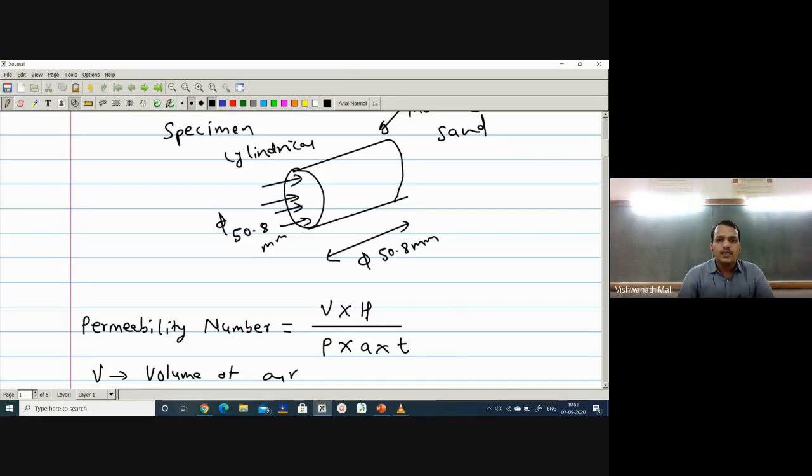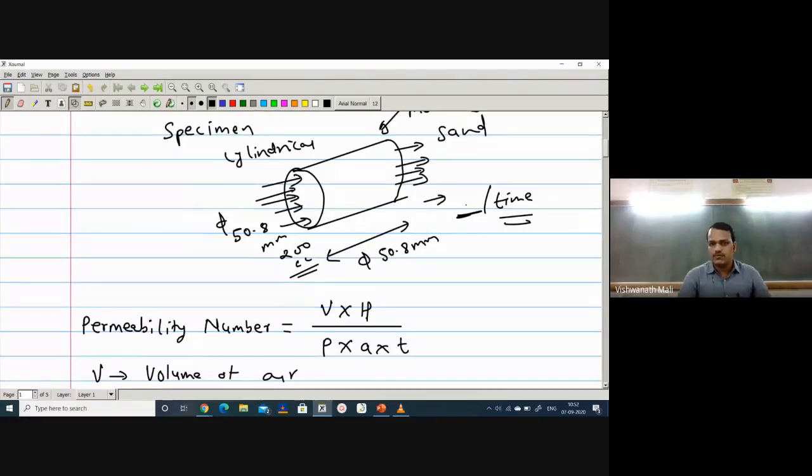Now, whatever air we are passing from this will come out from here. Suppose we are passing 200 cc of air, and air is coming from this. We will measure that air with respect to time, meaning in that particular time, how much air has passed through this molding sand. So that is called the permeability number.